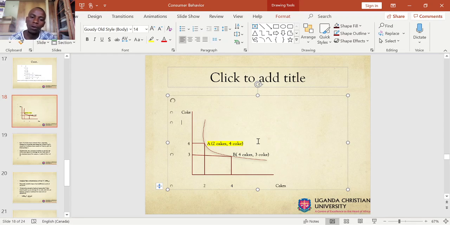The other thing you need to know is that the indifference curve is negatively sloped. When cakes increase, cokes reduce. You could see that when the number of cakes increased, the number of cokes reduced from 4 to 3. That's the negative slope we're talking about, or the marginal rate of substitution. Meaning you have to give up some units of one commodity to have more of the other commodity. You have to give up a soda to have 2 extra cakes. So that's the negative slope of the indifference curve. We may need to revisit it when we look at the properties of the indifference curve.